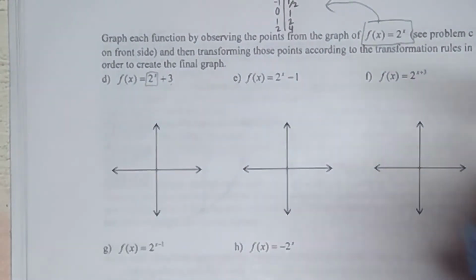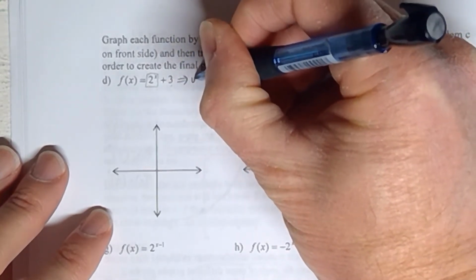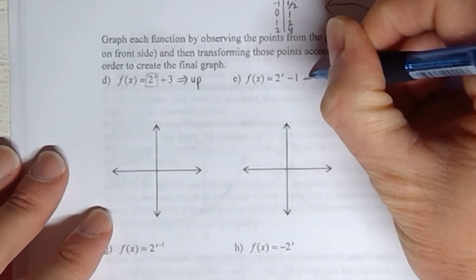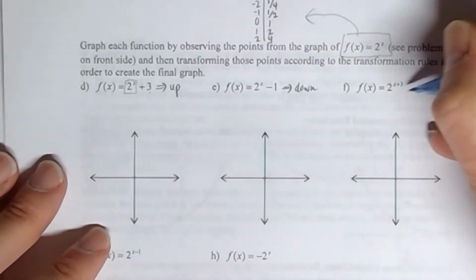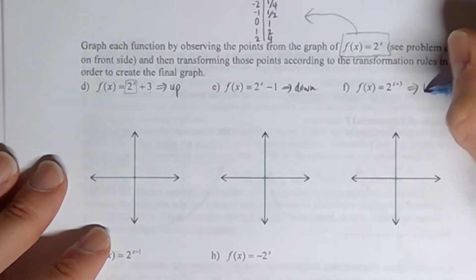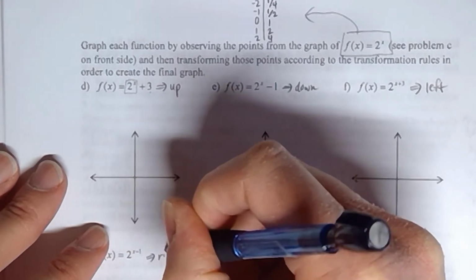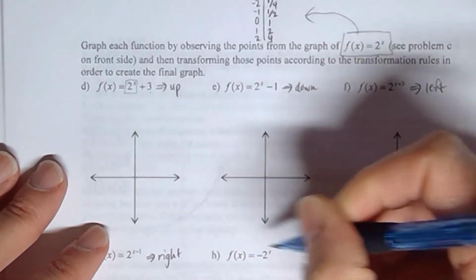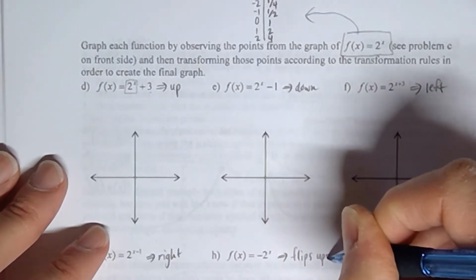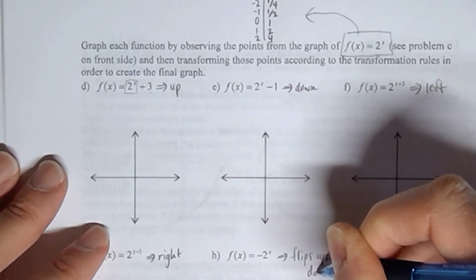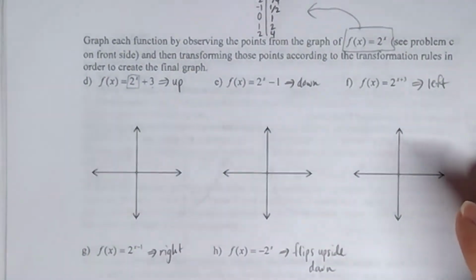But again, what does this say? This says shift up. This one says, I'm just following the directions on the front of the worksheet. This one's down. This one, remember, when it's inside the exponent, plus means to the left. And this one is to the right. And then this one flips upside down.